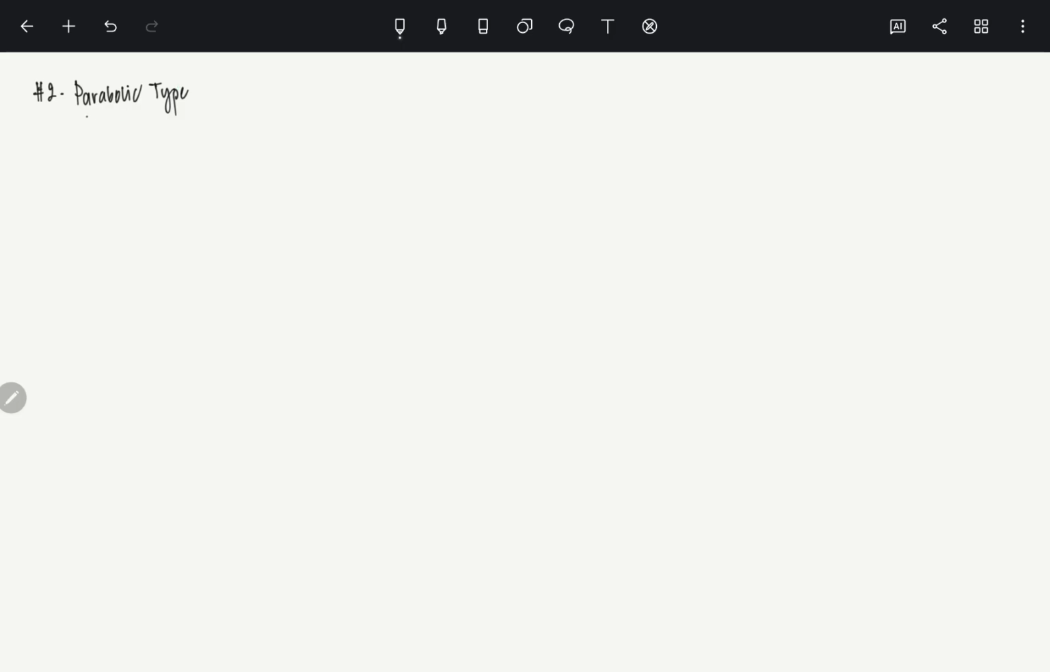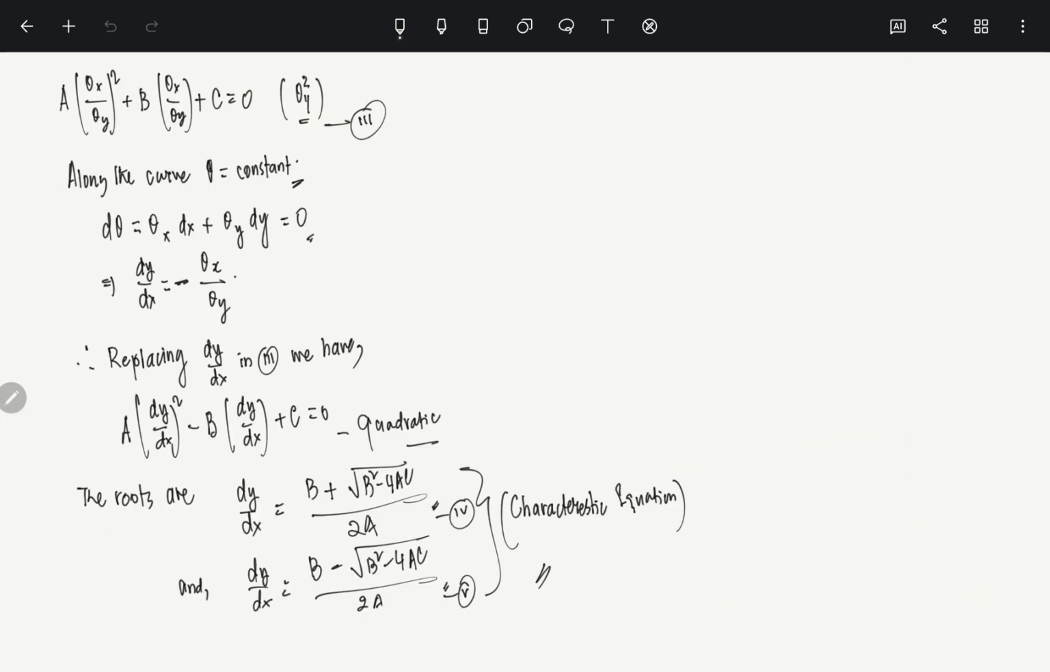Okay, what about the parabolic type? So, parabolic type is this. Initially, for the parabolic problem, star is parabolic if b square minus 4ac is given to be 0. Now, what happens to the characteristic if b square minus 4ac is 0? You have dy/dx equals b by a for both the equations.